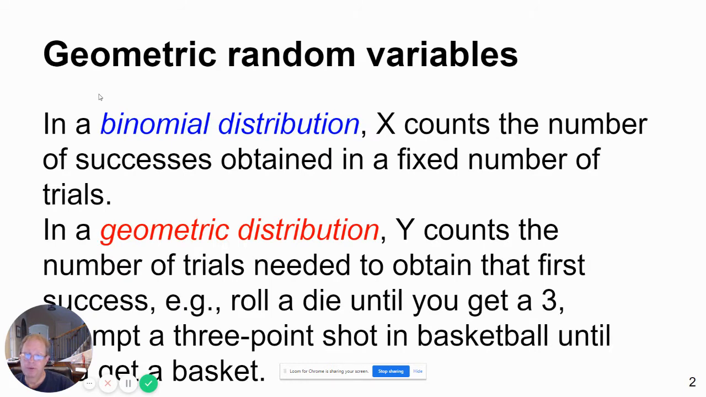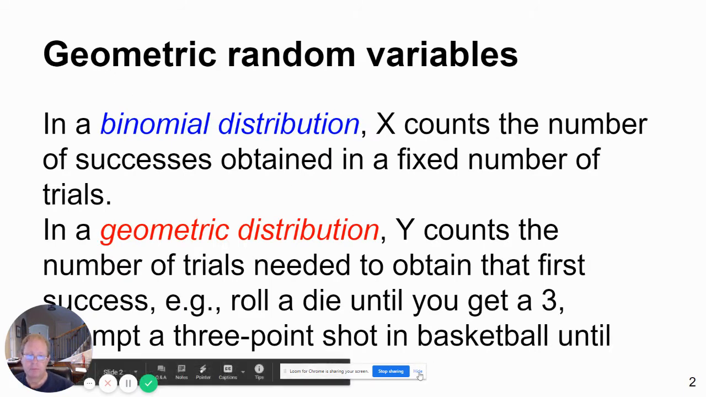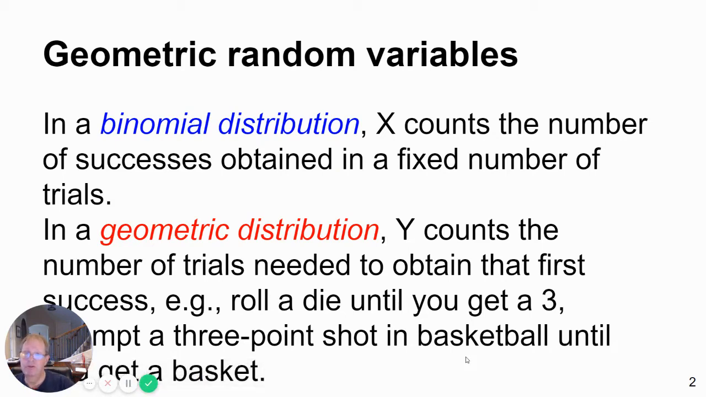First thing I want to do for you is to distinguish the binomial distribution from the geometric distribution. In a binomial distribution, X counts the number of successes obtained in a fixed number of trials. How many baskets can someone make in 20 attempts? In a geometric distribution, the random variable Y counts the number of trials needed to obtain that first success. So if the problem is asking you, what is the probability that the first success occurs on the nth trial? Then we're talking geometric distribution.